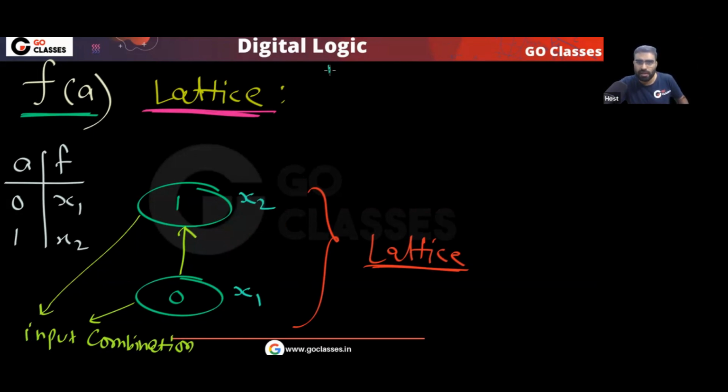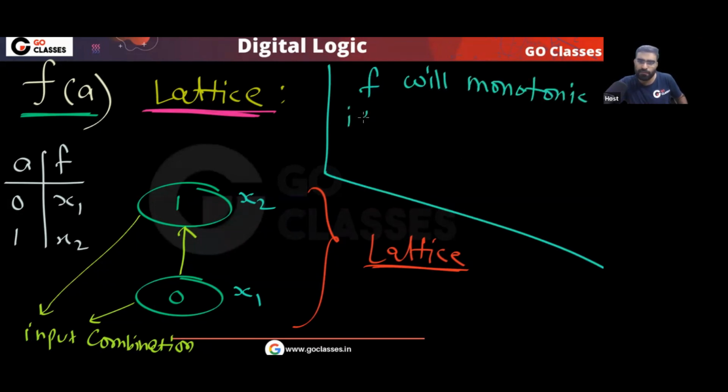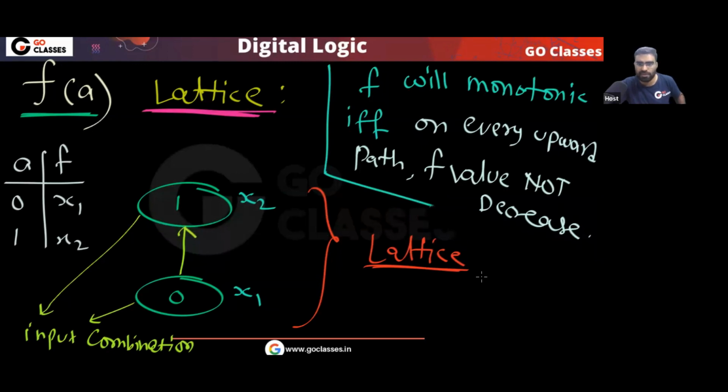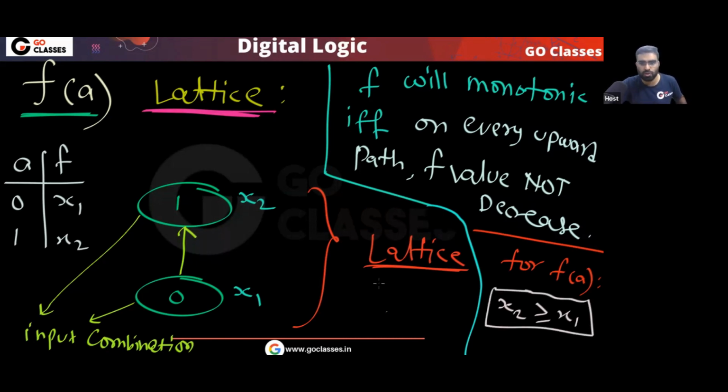Now tell me, f will be monotonic when? f will be monotonic if and only if on every upward path, the function value does not decrease. For this particular case, you can easily see that x2 should be greater than or equal to x1. For a single variable f, x2 should be greater than or equal to x1. Is this clear?